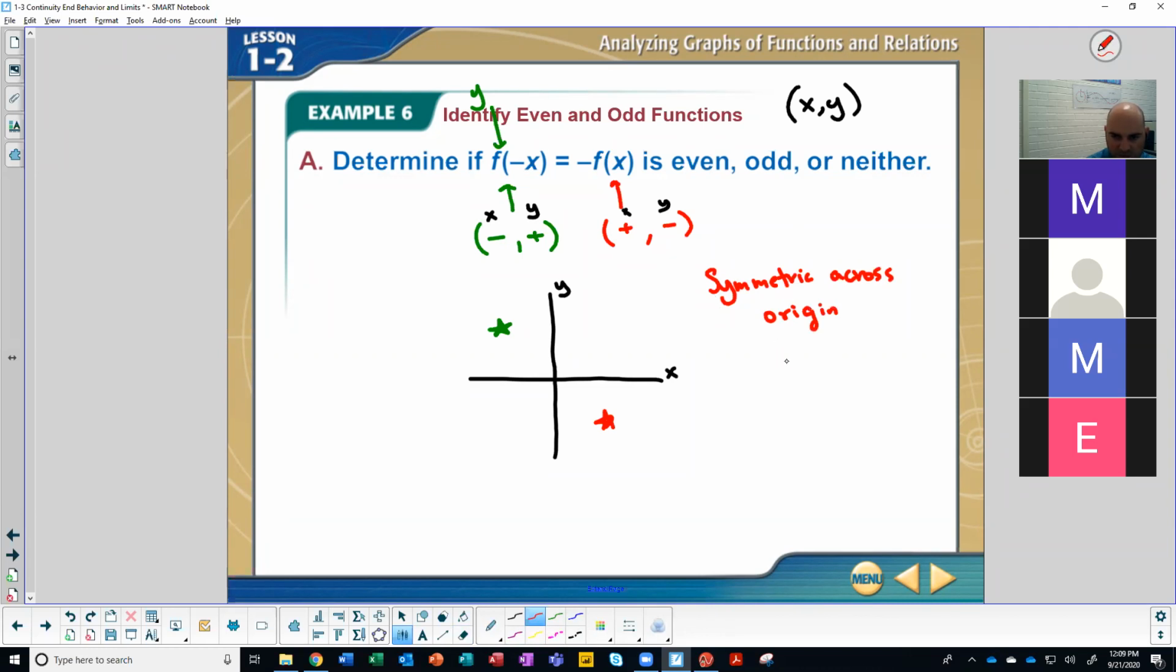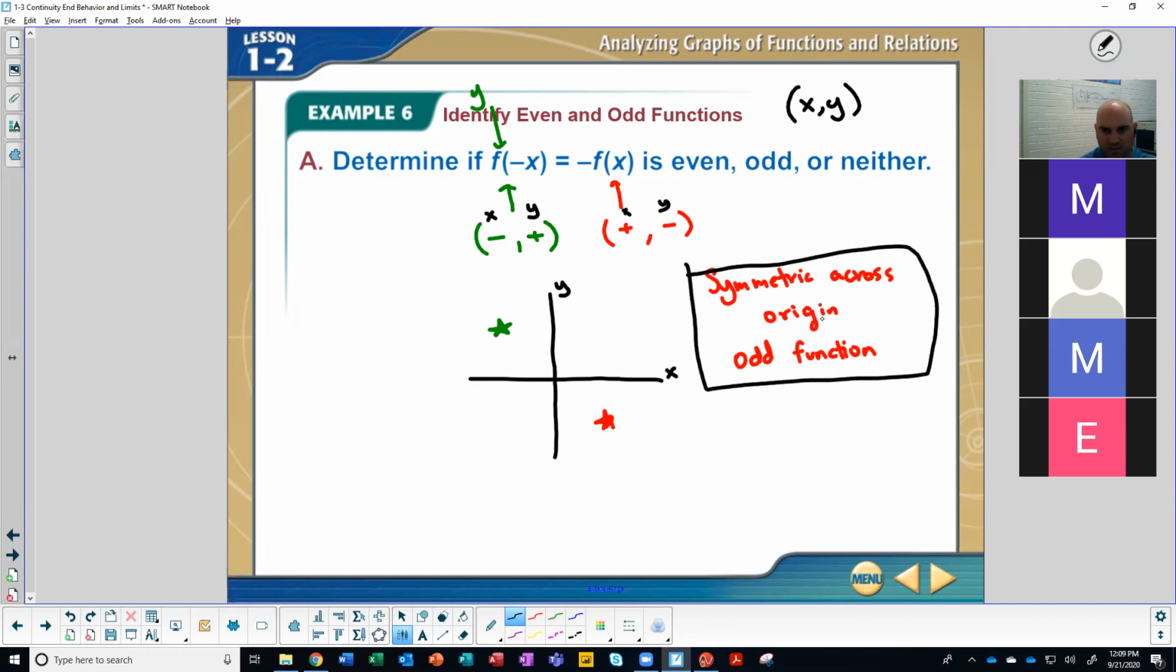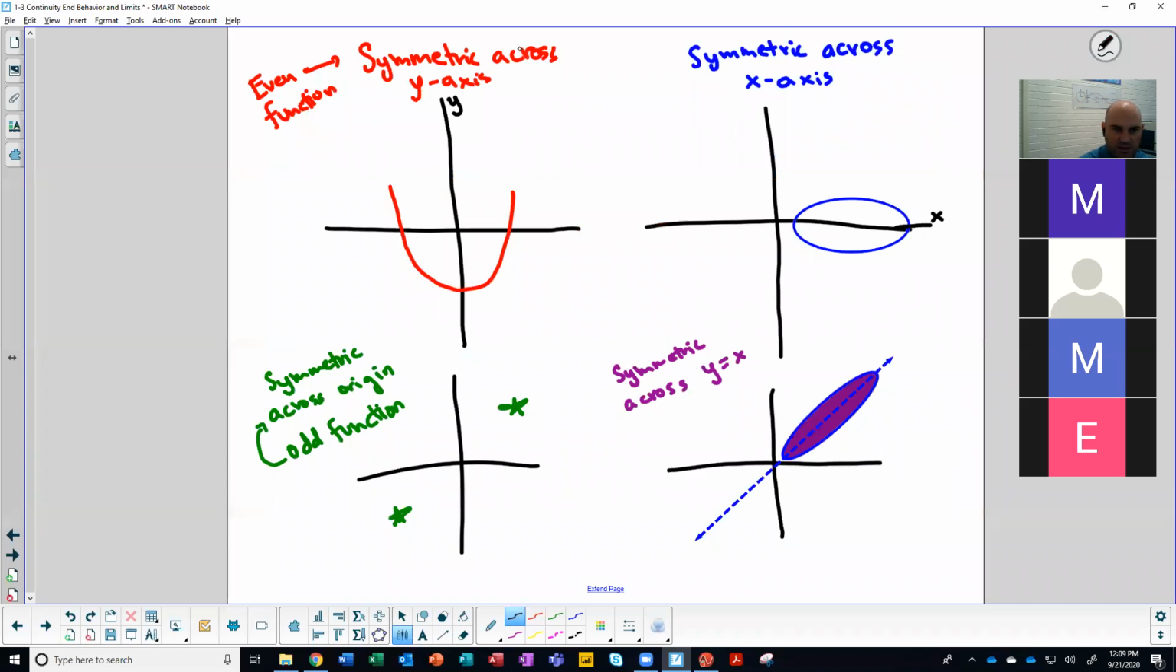Symmetric across the origin, which means it's an odd function because the O's go together. If it's symmetric across the origin, it means it's an odd function. And this would be the answer here. I know if you're reading the instructions, I didn't say where does it have symmetry, I'm just adding it in. Since it's symmetric across the origin, that means it's an odd function. I'll go back to the previous slide. If we have symmetry across the y-axis, it's even. If it's across the origin, it's odd.